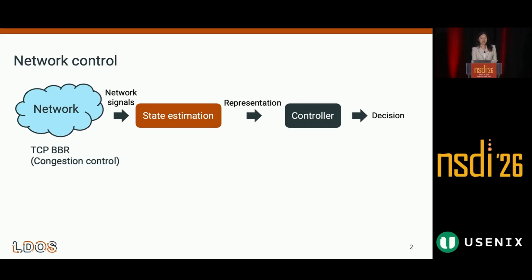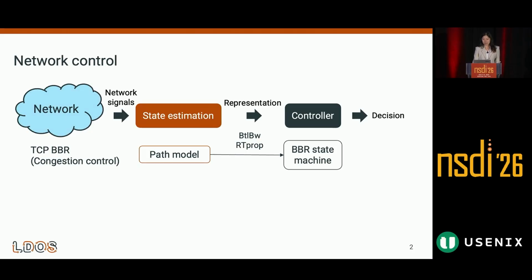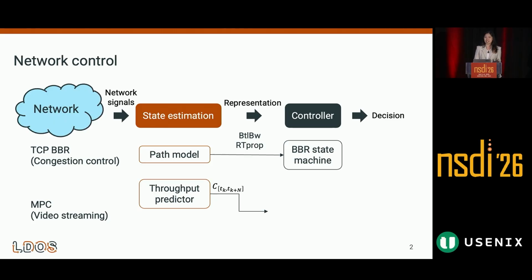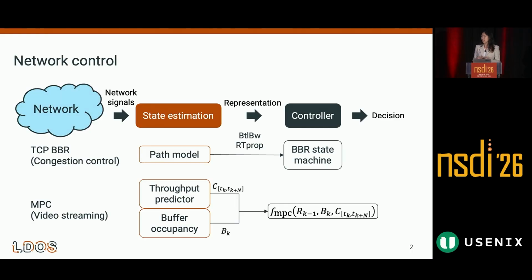For example, in TCP BBR, it has a path model to estimate the bottleneck bandwidth as well as the minimum RTT. And then the BBR state machine takes these estimates to adjust the sending rate. For example, in the MPC-based video streaming algorithm, it has a throughput predictor that estimates the future bandwidth. And together with the buffer occupancy information, the MPC algorithm uses it to adjust the next bitrate.